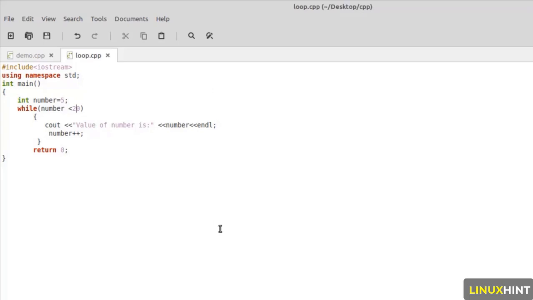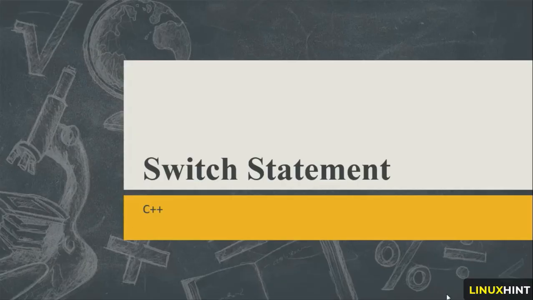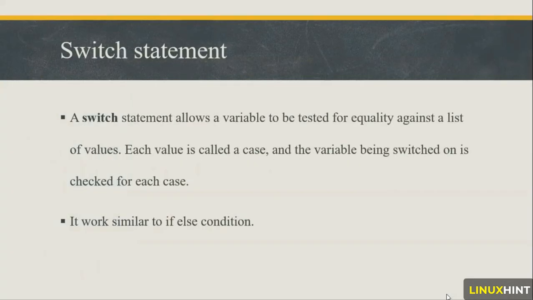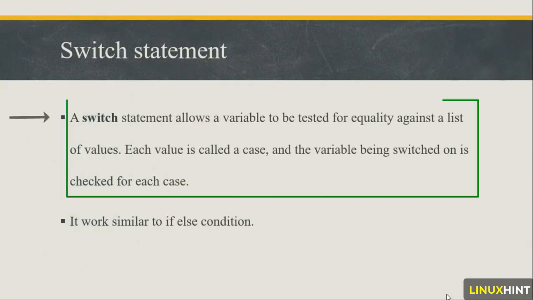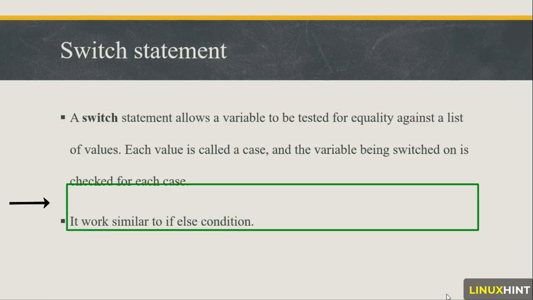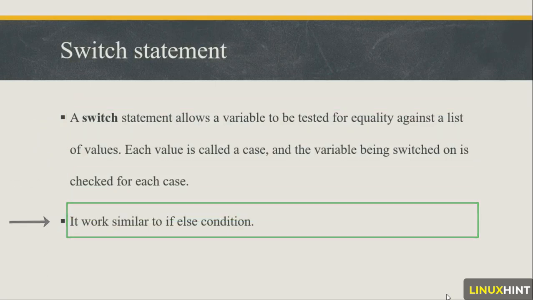So that's it for this topic. Our next topic is the switch statement in C++. So what is a switch statement? A switch statement allows a variable to be tested for equality against a list of values. Each value is called a case, and the variable being switched on is checked for each case. It works similarly to the if-else condition.